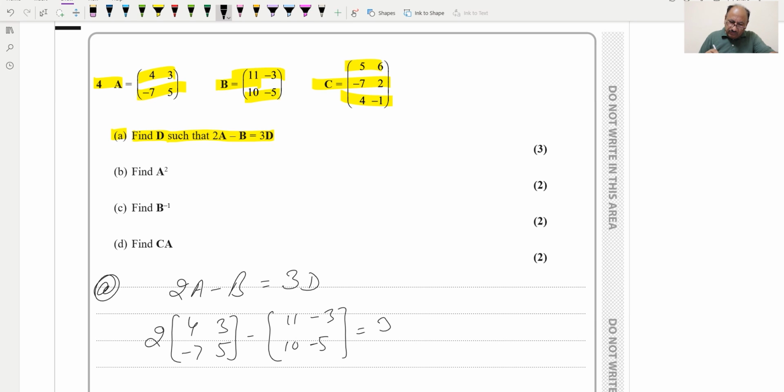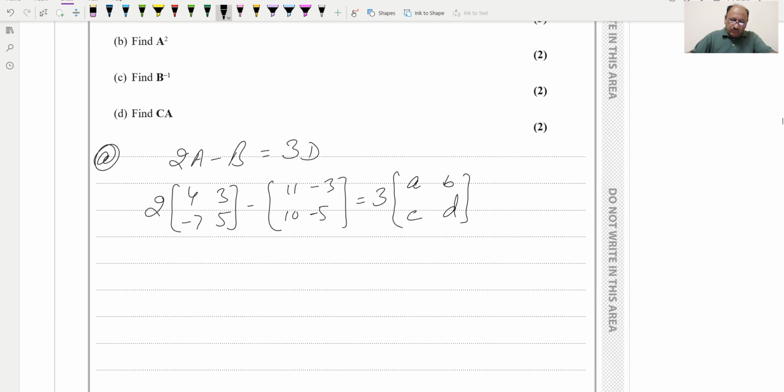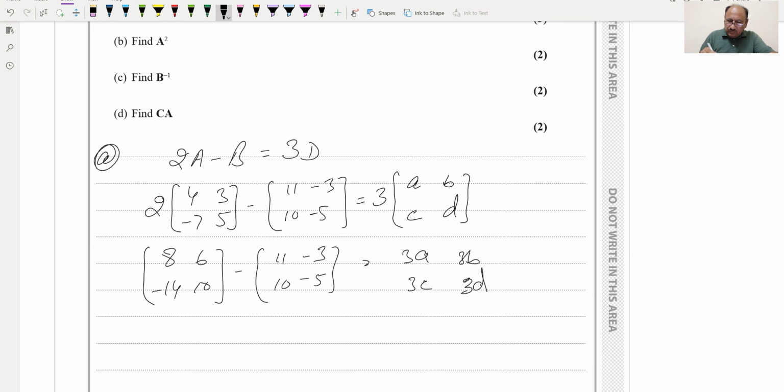And for D we can take a random matrix like A, B, C, D. Now we can multiply this side. If we multiply 2 with the matrix, we will get 8, minus 14, 6 and 10, and minus 11, 10, minus 3 and minus 5, and this is equal to 3A, 3B, 3C and 3D.